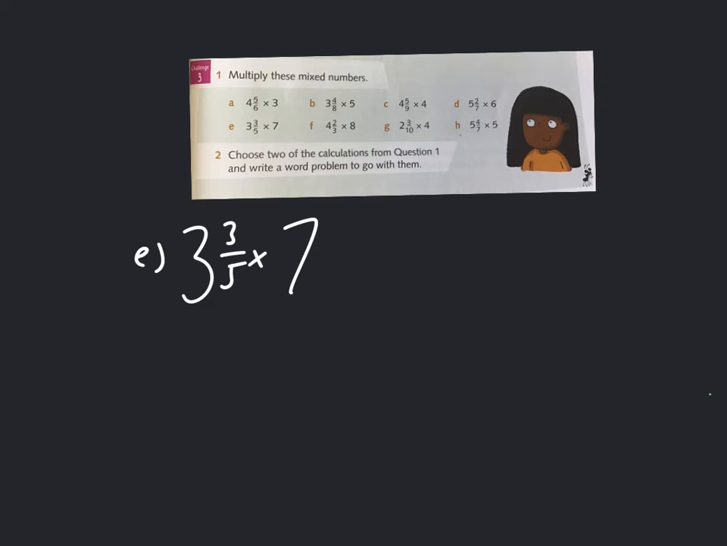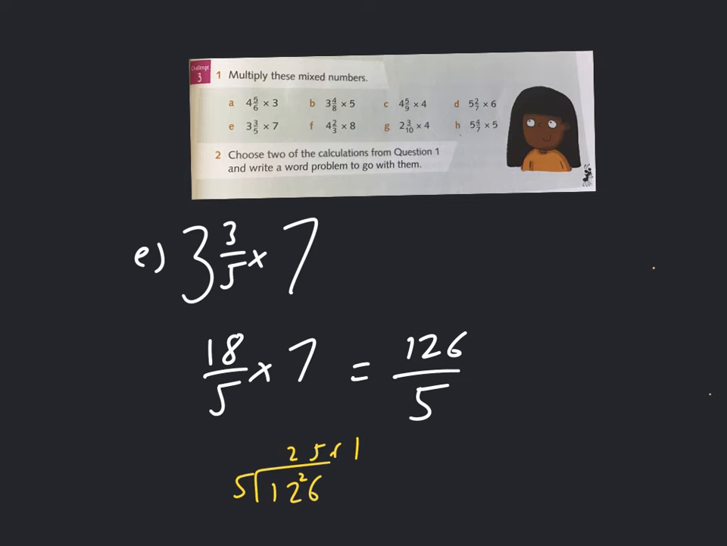E is 3 and 3/5 times 7. So 3 5s are 15 plus 3 is 18. So 18/5 times 7. 18 times 7, 7 times 10 is 70, 7 times 8 is 56. So if we add those, we get 126 over 5, and I'm going to divide that, which gave me 25 remainder 1. Remember again, just to always show your working out so your teacher can see it. So my final answer there is 25 and 1/5, and again, that can't be simplified.